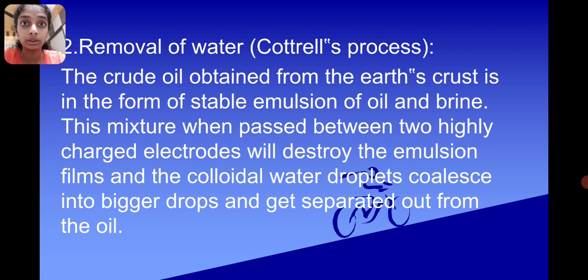The removal of water. Cottrell's process. The crude oil obtained from the Earth's crust is in the form of a stable emulsion of oil and brine. This mixture, when passed between two highly charged electrodes, will destroy the emulsion films, and the colloidal water droplets coalesce into bigger drops and get separated out from the oil.